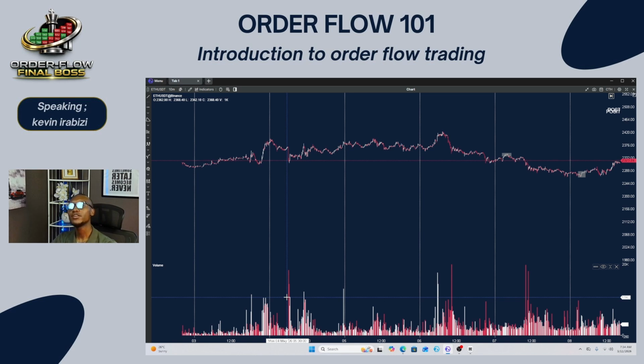Why? Because areas of high volume spike equals participation of the big players. And you want to trade when the big players are active, because that is when you have liquidity and determined price movement. If there's no volume, like right here, you see this low volume right here, price will be consolidating.